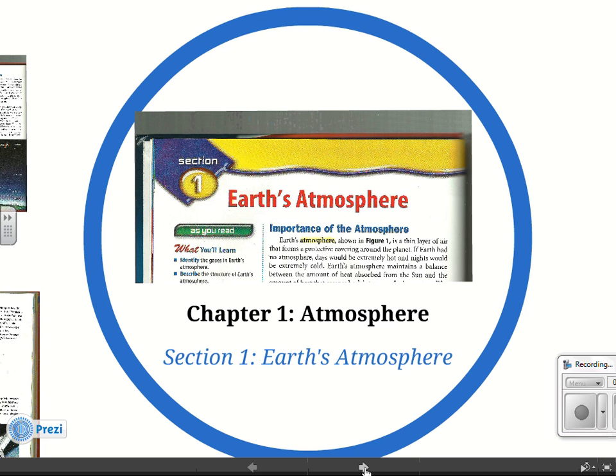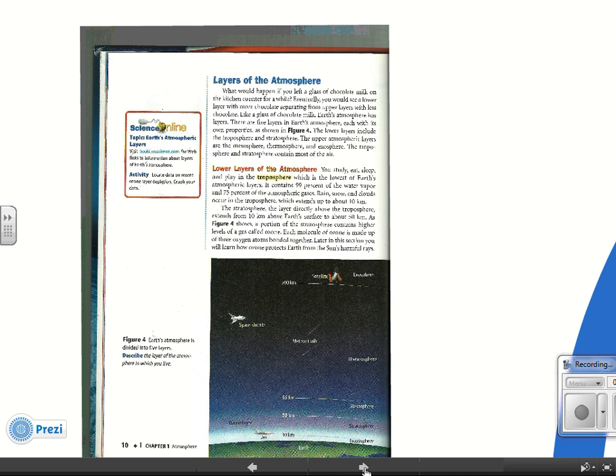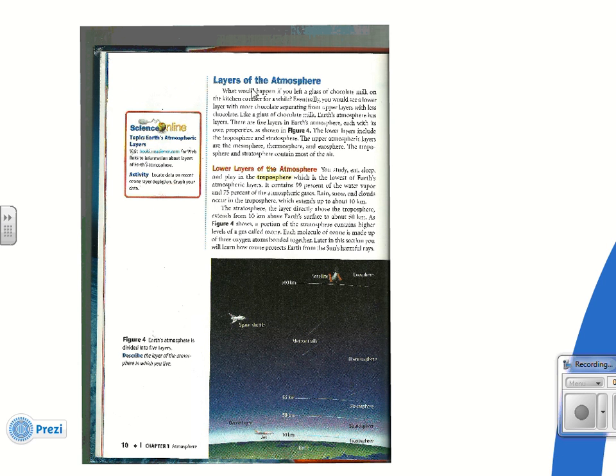Okay, we're going to continue with Earth's atmosphere, looking at page 10. All right, page 10, we have two headings. The top one is layers of the atmosphere, and then within that we're going to learn about lower layers of the atmosphere, and then you can probably expect to read about upper layers.